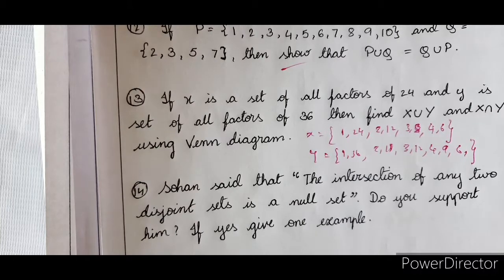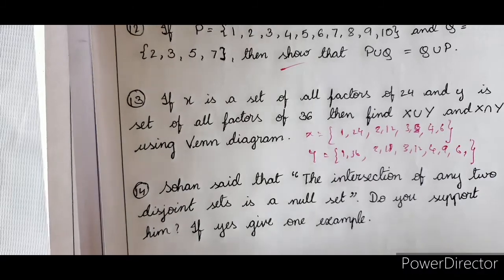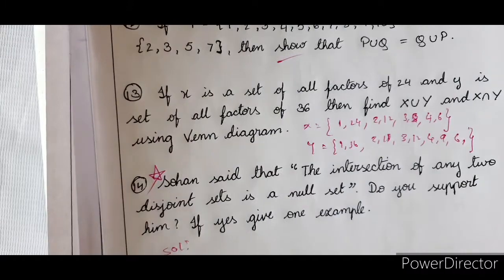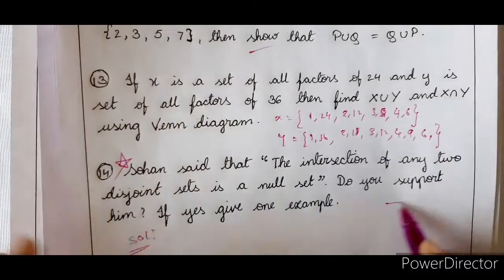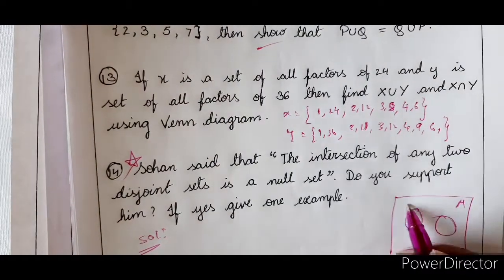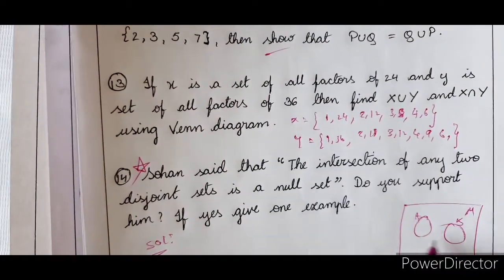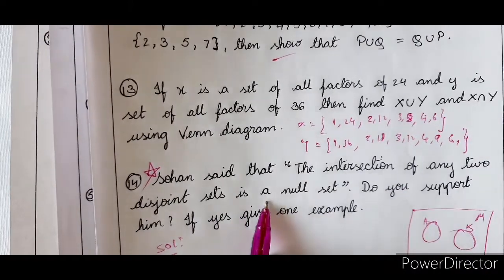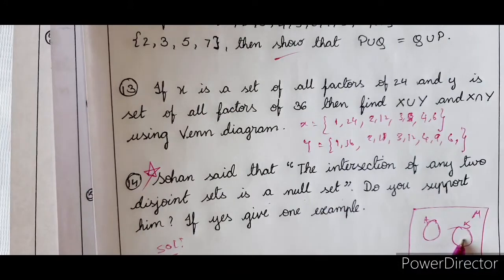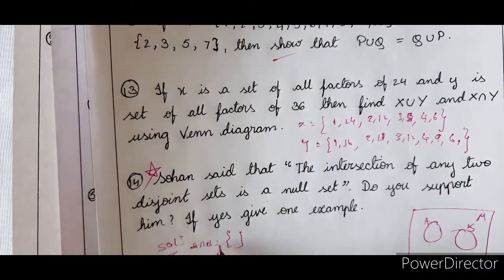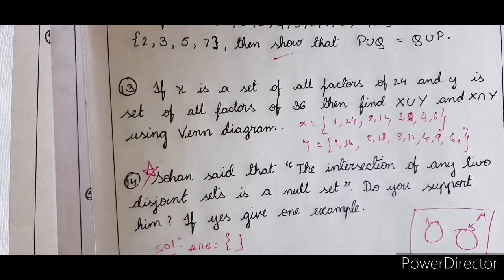Now, Sohan said that the intersection of any two disjoint sets is a null set. Very, very important question. First, I'll explain that to you with a Venn diagram. A and B are disjoint. No point of relationship between those two. Yes, they won't intersect. So, therefore, it is a null set. A intersection B is a null set. Do you support? If yes, give example.